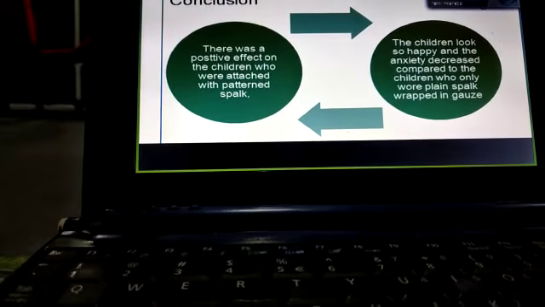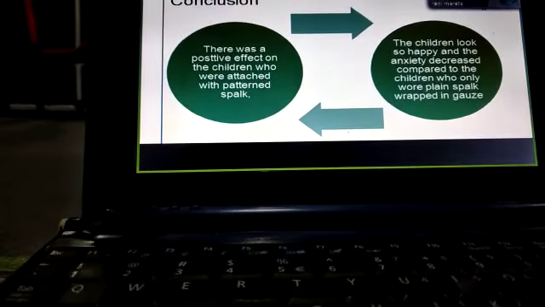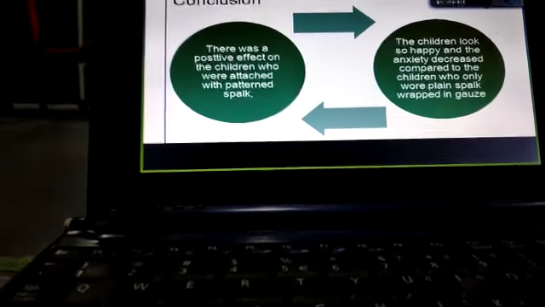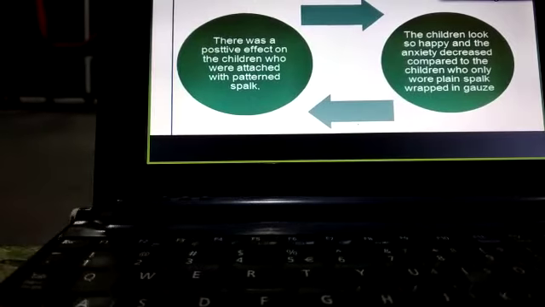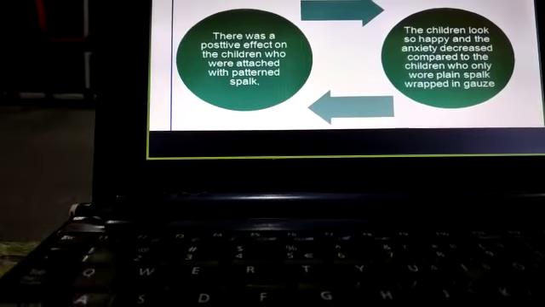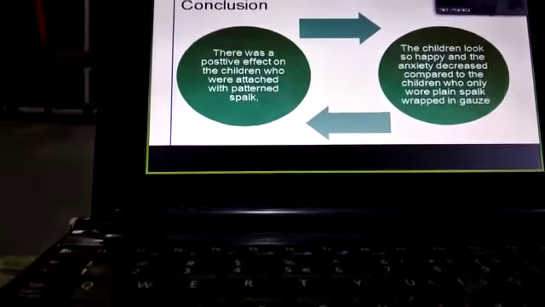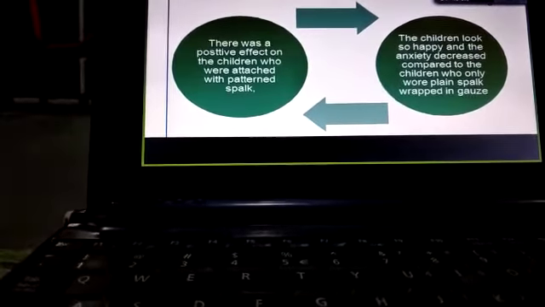My research showed there was a positive effect on children who were attached with the pattern spalk. The children look so happy, and the anxiety decreased compared to the children who only wore plain spalk. I think that is enough for my presentation.